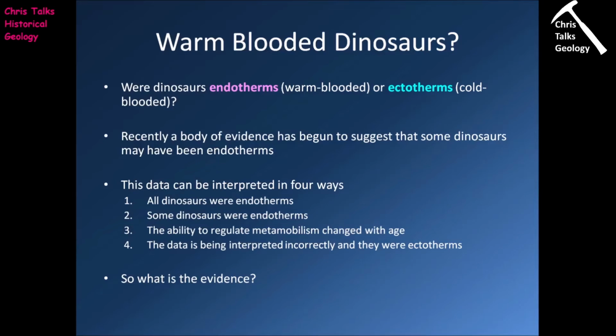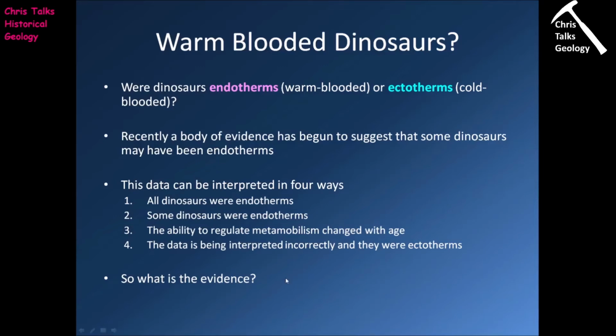Now, recently, a body of evidence has begun to suggest that some dinosaurs may actually have been endotherms, they were warm-blooded. Now, there's 4 ways in which we can interpret this data. We can interpret this data to say that, based on the evidence we have, all dinosaurs were therefore endothermic. Now, that doesn't really work because the vast majority of the data we have relates to the ornithopods and the theropods. So this doesn't necessarily mean the pachycephalosaurs, the ceratopsians, the stegosaurians, the ankylosaurs, and the sauropods would therefore also be endothermic.